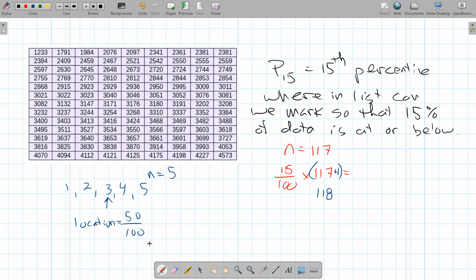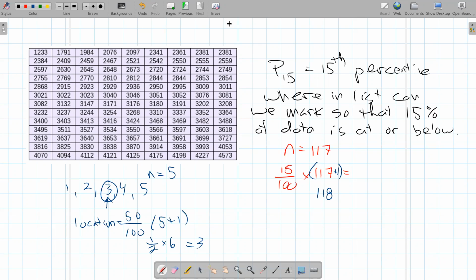So just an explanation of location here, at least the simplest version of it. If I take 50% of 5 plus 1, which is 6, what's half of 6? Why, it's 3. The third number, oops, I didn't mean to circle that 4. The third number is the middle number in this list. Okay, so that's kind of why we add that 1 there.